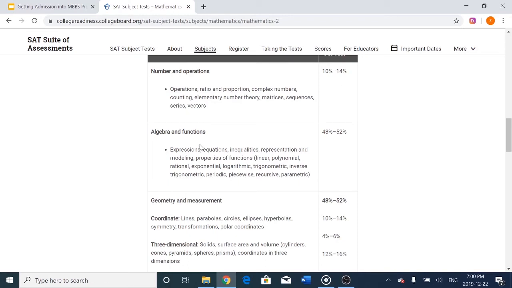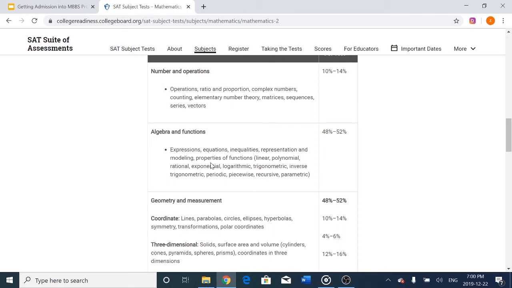When we come under algebra and functions, you're going to have to know inequalities. Inequalities are used commonly throughout the test. It's combined with expressions, so a bunch of topics are combined and layered. Representation, modeling, properties, linear, polynomial, rational, exponential. You're going to have to know all of these functions, including trigonometric, periodic, piecewise, recursive, parametric. I don't see too much of parametric and recursive, but they can come up. There is a possibility for any of these to come up.